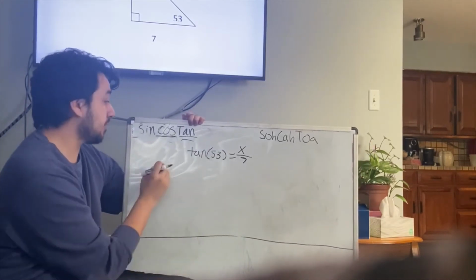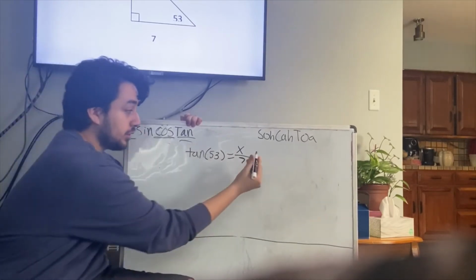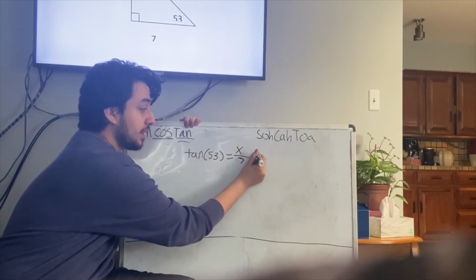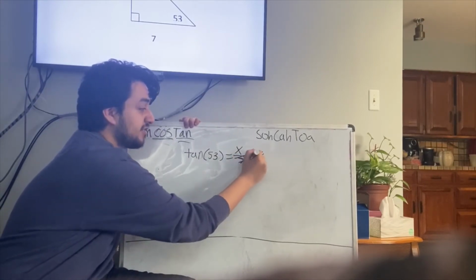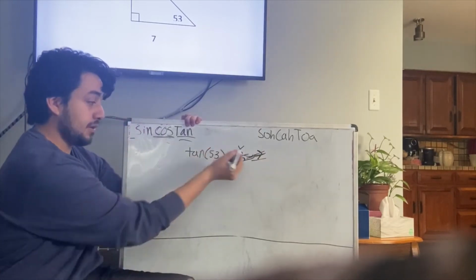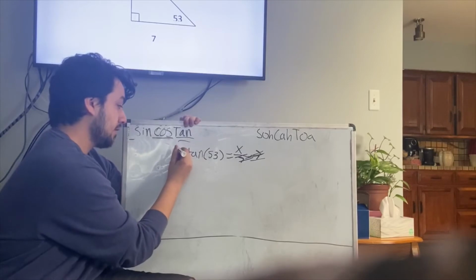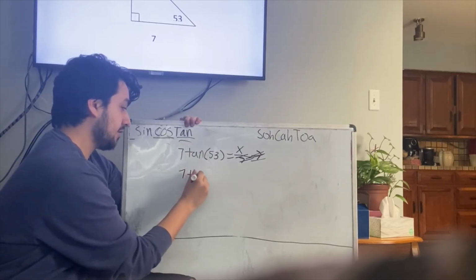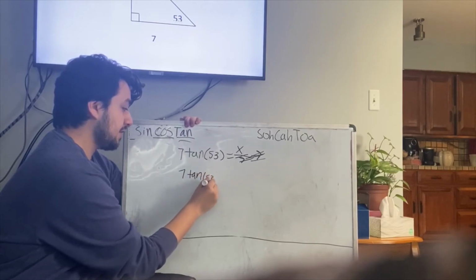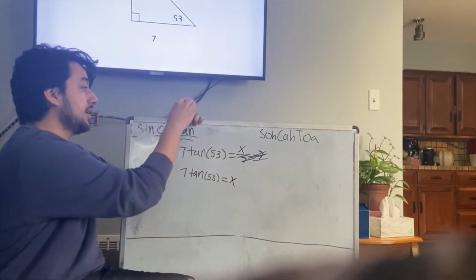Here, we'll do similarly to the example of sine. We're going to separate the x. How do we do that? Well, you'll multiply by 7. Because if we multiply by 7, we get rid of this denominator, and boom, we have isolated our x. But what we did to our right side, we have to do to our left side. I cannot stress that enough. So we'll have 7 tangent of 53 is equal to x.